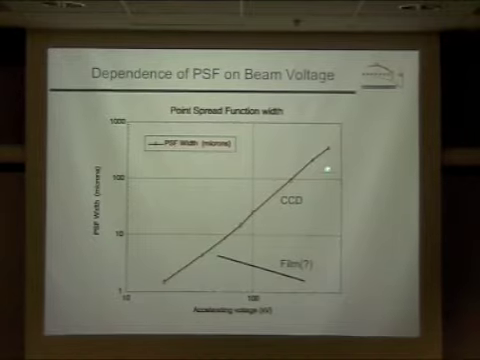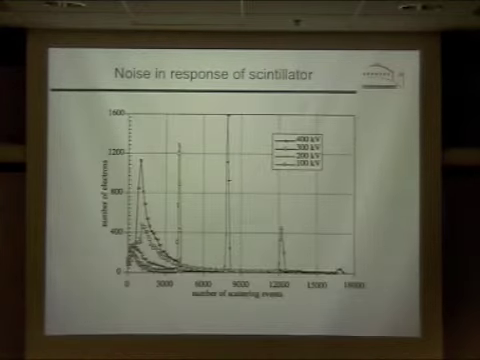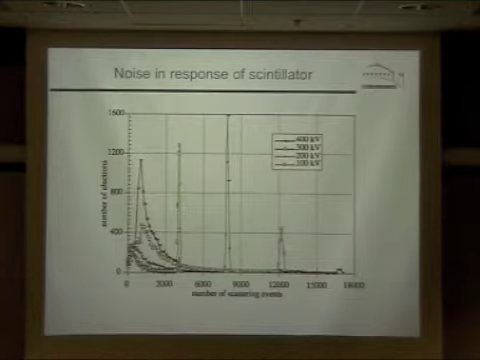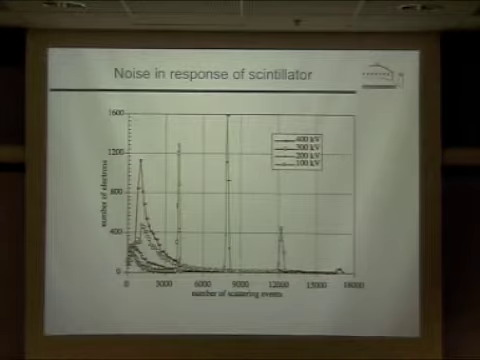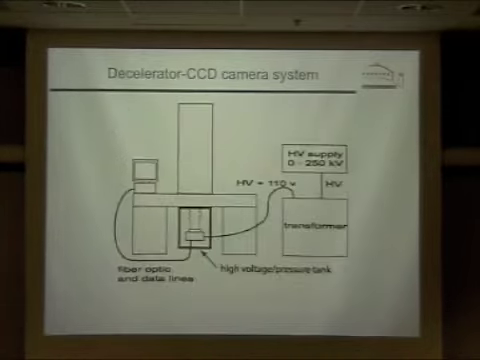But this point spread function increase is one of the worst problems of using a CCD at high voltage. And of course, we all want to go to high voltage because everything else of the microscope gets better. The coherence gets better, the gun brightness gets better, the resistance to mechanical vibrations gets better, all the mathematical approximations we use in treating the image get better.